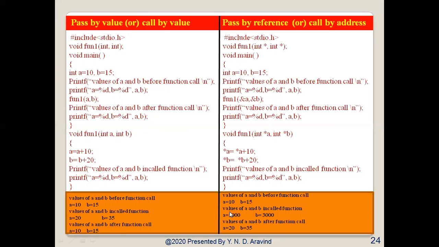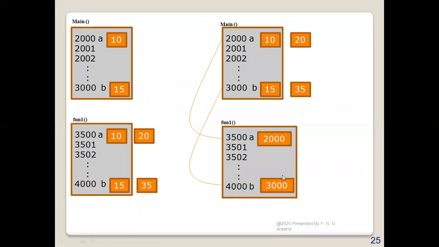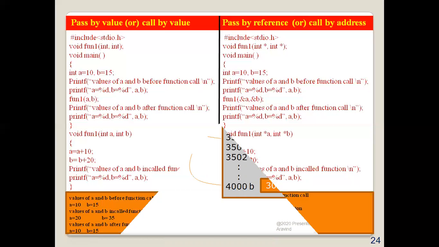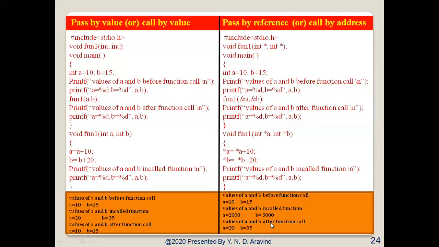Whereas here, the initial values are 10 and 15. After calling, what happens? See here, I have printed A value and B value. So what is A value? A is having 2000 and B is having 3000. That's the reason it has printed A value as 2000 and B value as 3000.